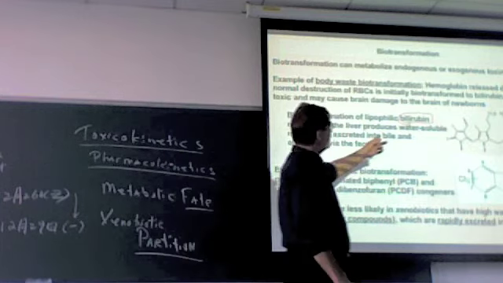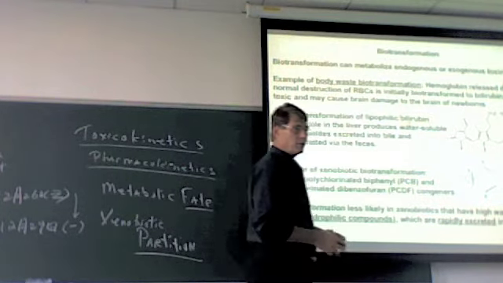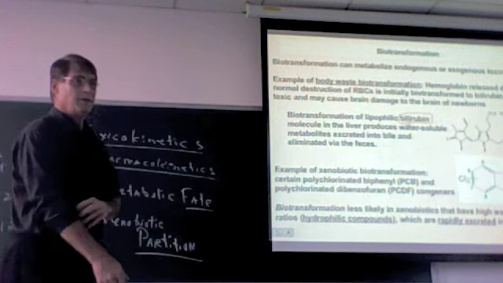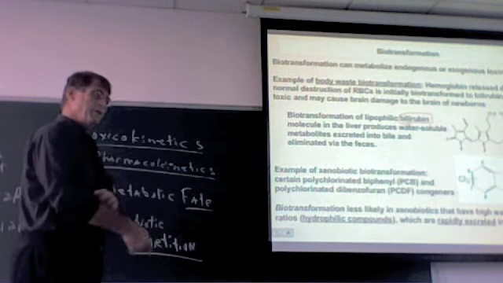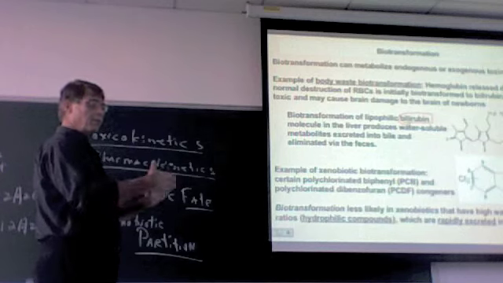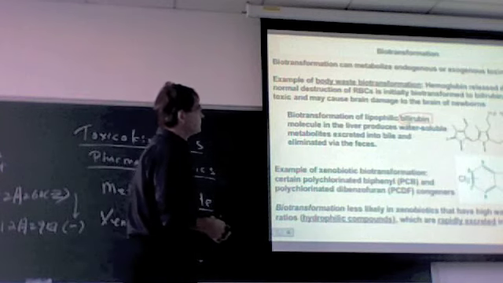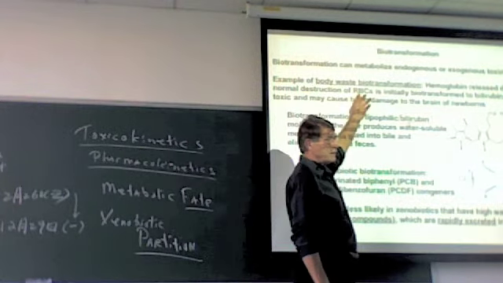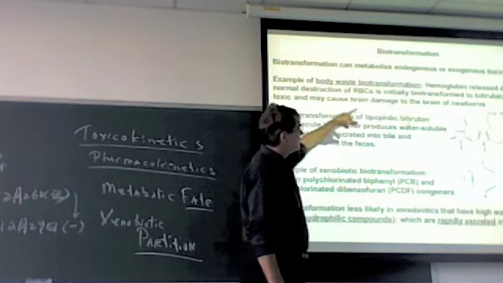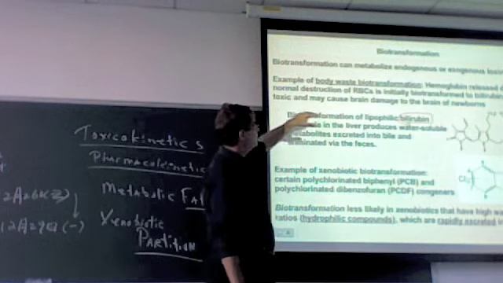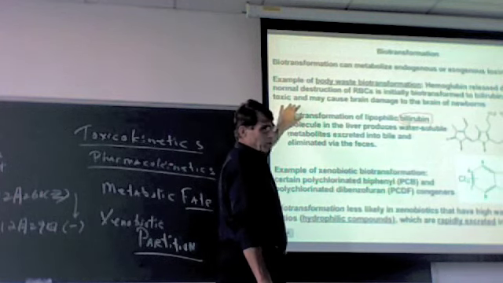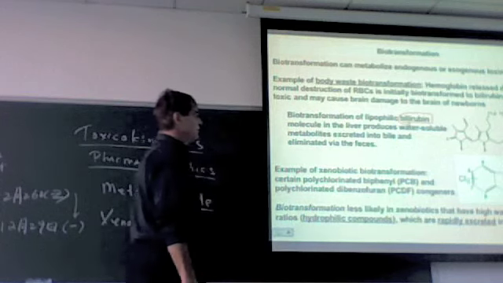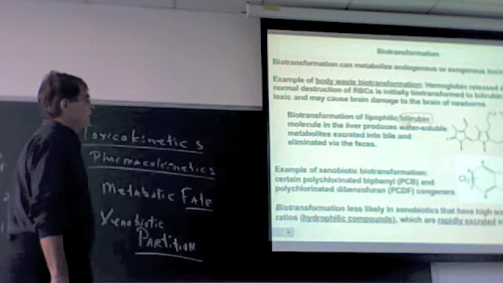Bilirubin is the breakdown product of hemoglobin. So as hemoglobin is broken down in the red blood cells naturally, it'll produce bilirubin when the protein is actually broken up. Normal destruction of red blood cells, they're initially biotransformed to bilirubin. But bilirubin is toxic, and especially for newborns, it's extremely toxic for brains of newborns.